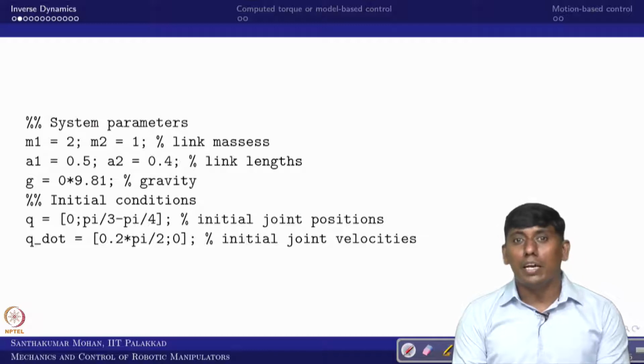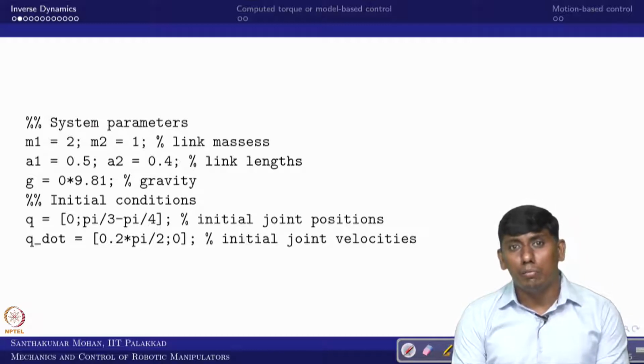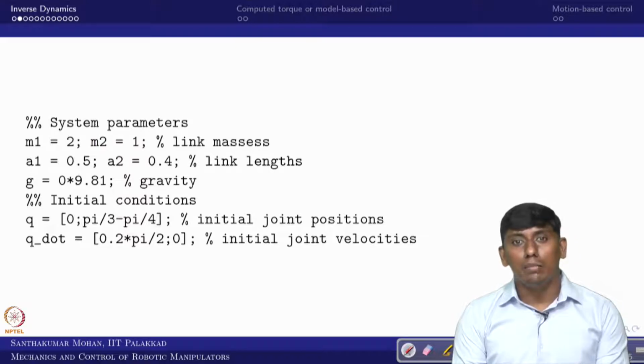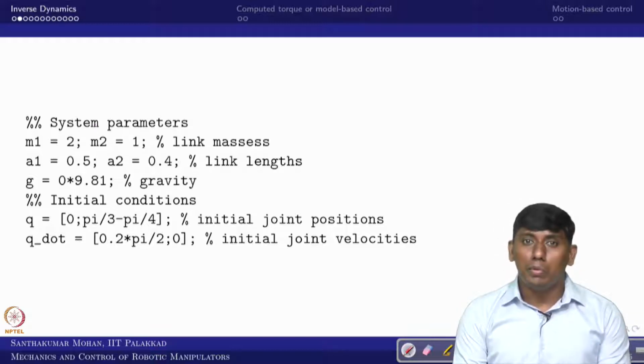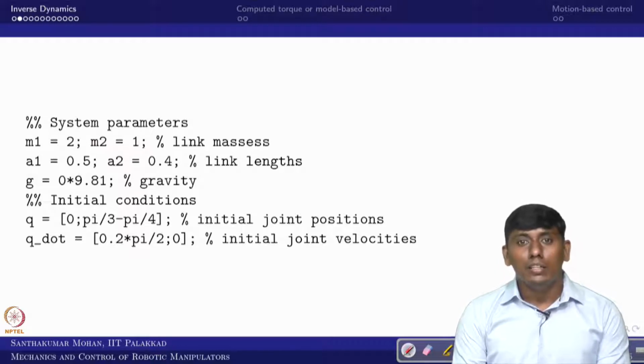For inverse dynamics, I already said that if we introduce gravity, a small hiccup will come. In order to avoid that, I assume that there is no gravity acting, in the sense that gravity is balanced. Then we need to identify the initial conditions. Here I assume that the initial actual joint position is equal to the desired one. When we come to that part, you can see why we have taken it this way: pi by 3 and minus pi by 4 as the initial theta 2, and 0.2 times pi by 2 as the joint velocity.